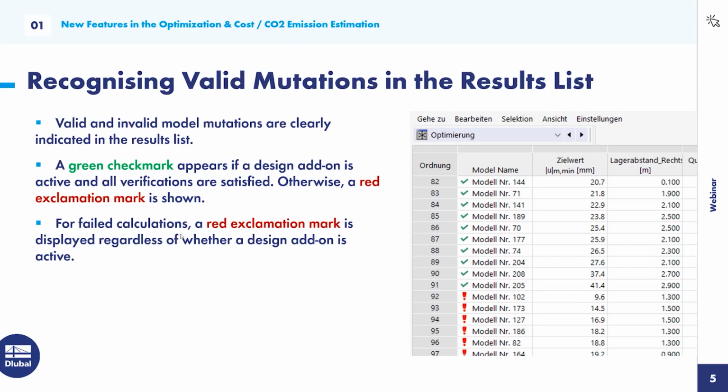There is another type of calculation where you can see a red exclamation mark. This is the case when we have a failed calculation, when something, for example by varying some parameters, is not ready for a calculation and we have no results. This is independent of whether you have a design add-on active or not.